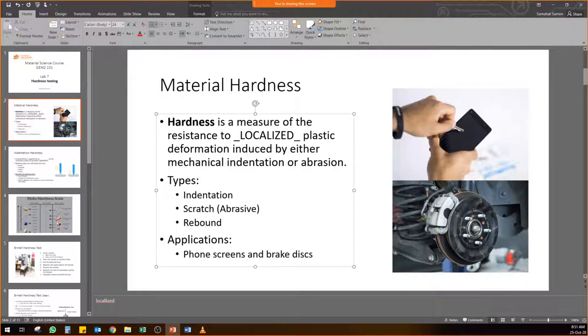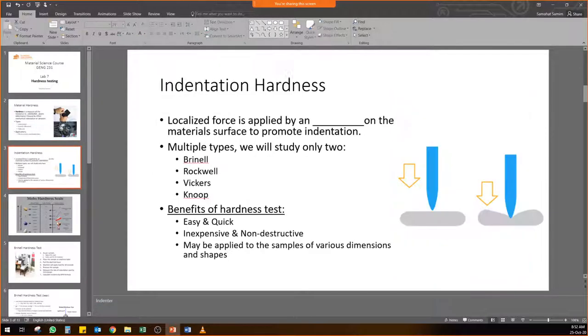So it is a very important application. Hardness is a very important property which needs to be carefully understood by engineers in order to design certain applications. Okay, so what does indentation mean? Let me tell you what indentation means.